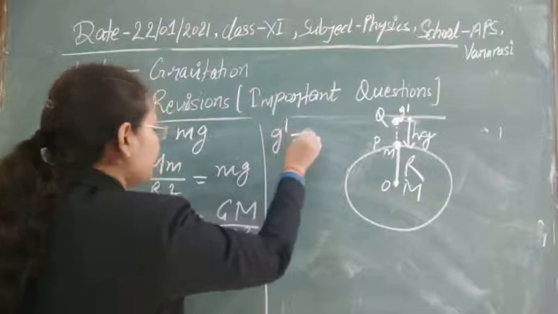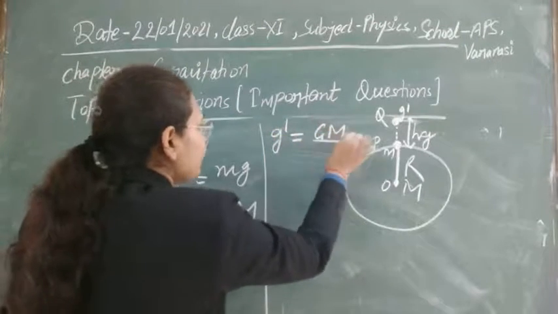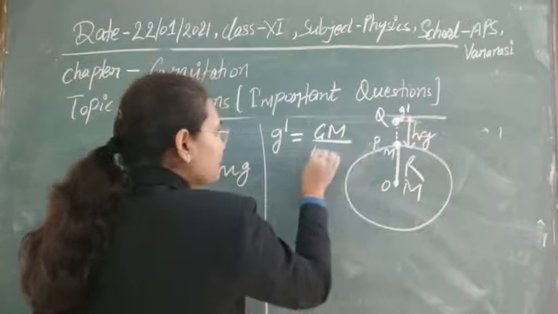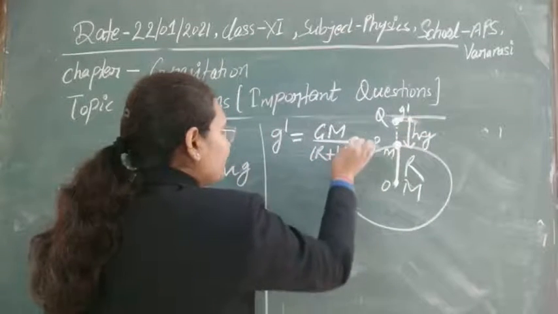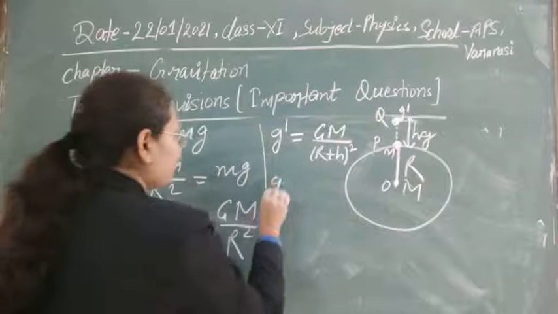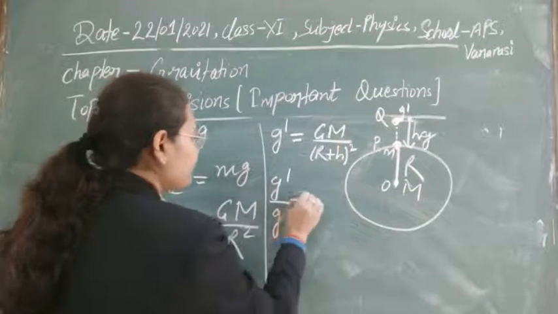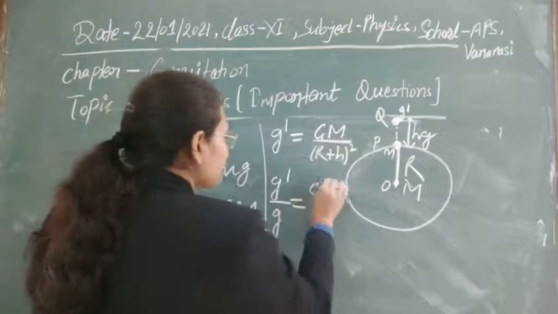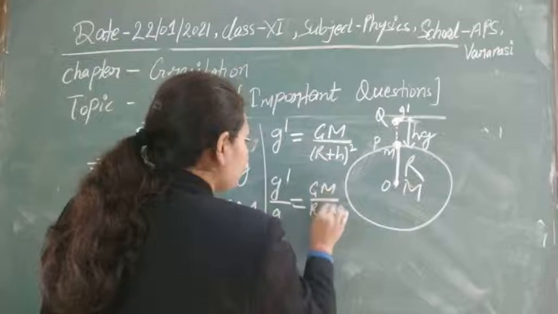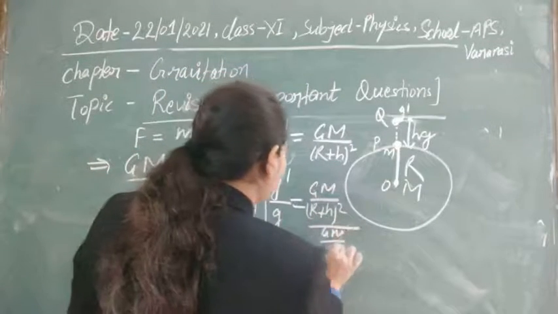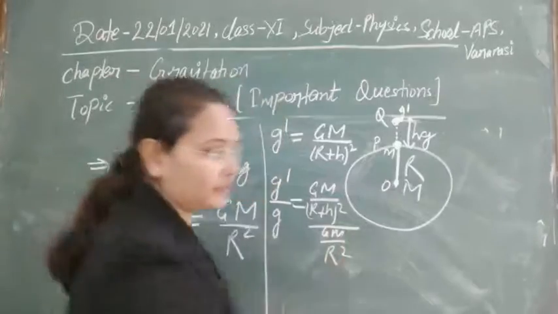So the value of g dash will be equal to GM upon the whole distance, which is now R plus h, so we can write R plus h whole square. Clear? Now just take the ratio of them. So g dash upon g, its value will be GM upon (R plus h) whole square divided by GM upon R square.